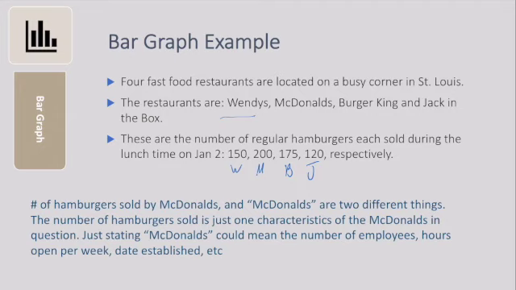So the number of hamburgers sold by McDonald's and McDonald's are two different things. The number of hamburgers sold is just one of the characteristics of McDonald's, but just stating McDonald's could mean the number of employees, hours open per week, etc. So make sure you're being specific. So be clear.